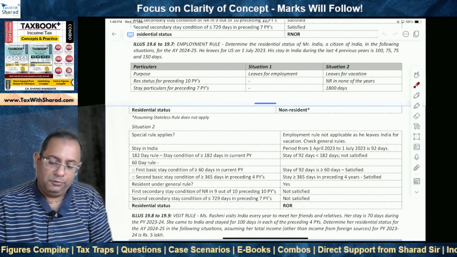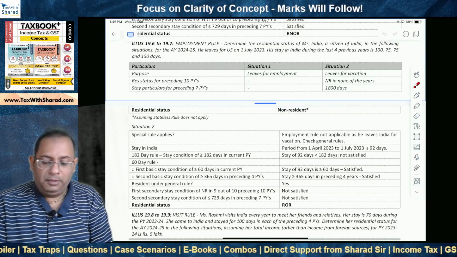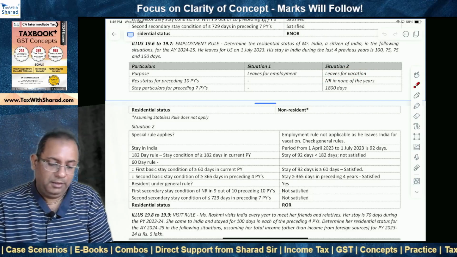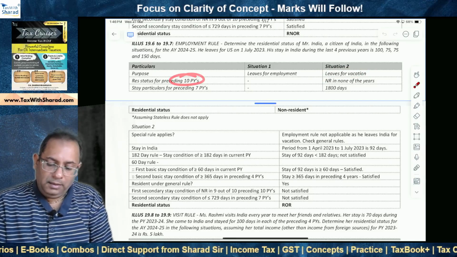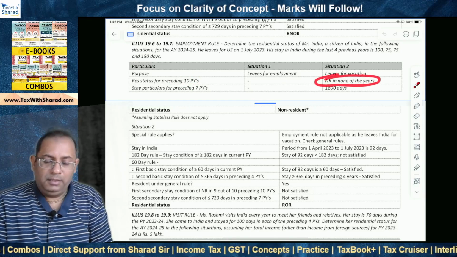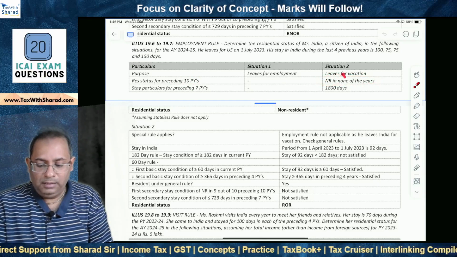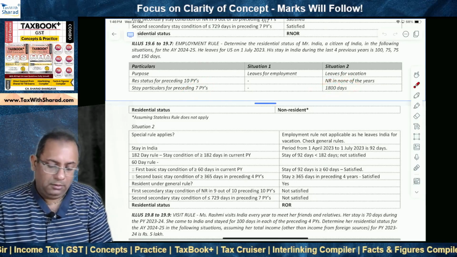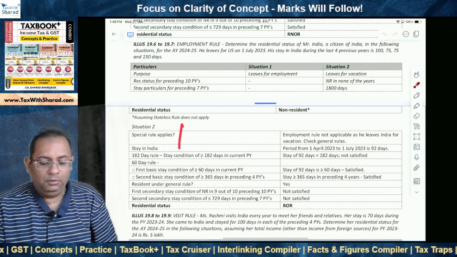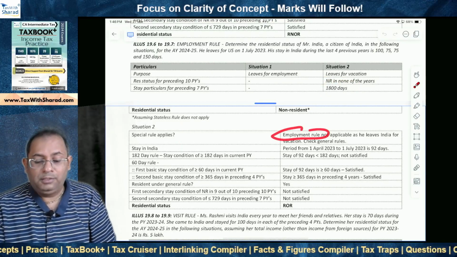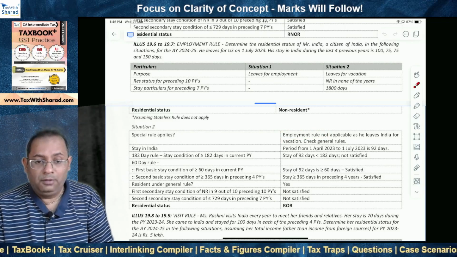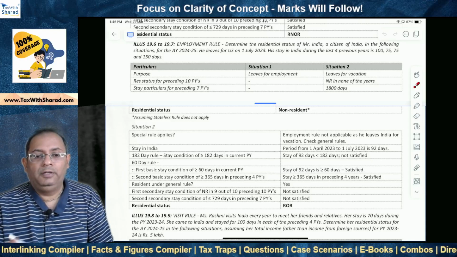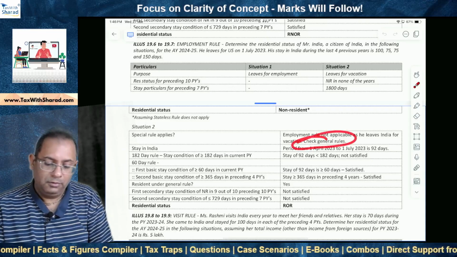Okay. Now we move to situation 2. In situation 2, the purpose becomes different. He is leaving for a vacation. In the preceding 10 previous years, he is a non-resident in none of these years. Stay particulars for preceding 7 previous years is 1800 days. So now let's see. In situation 2, does the special rule apply? Does the employment rule apply in this case? No, it does not apply, because now he is not leaving for employment, he is leaving for vacation. So special rules do not apply. So what do we need to do? We need to now move to the general rules. Check general rules.